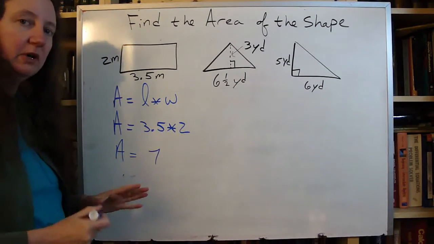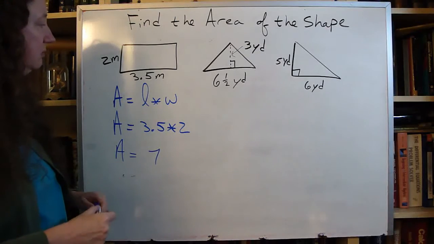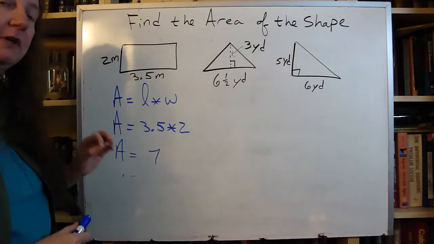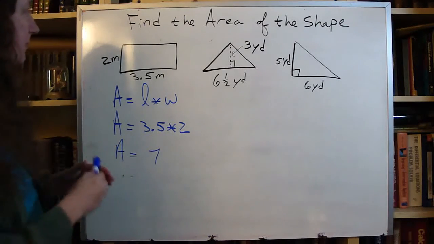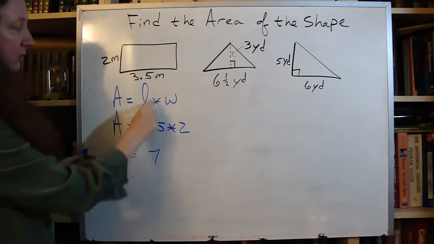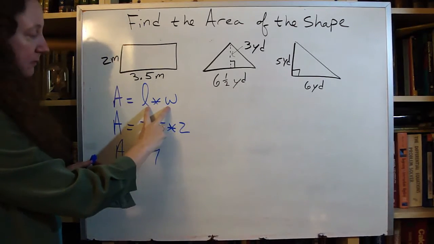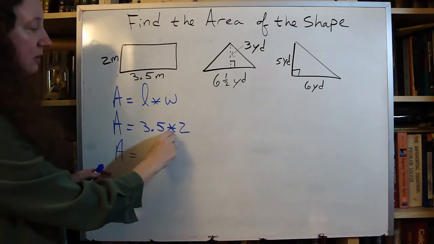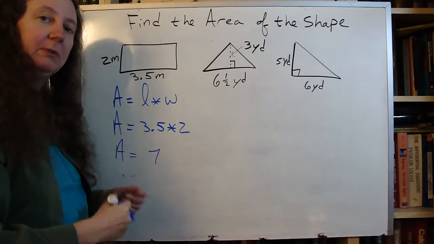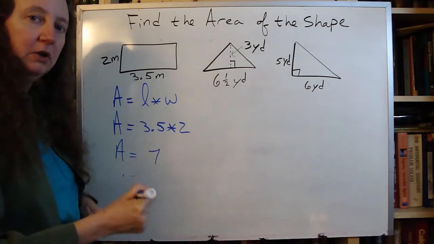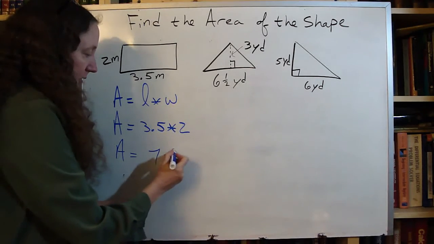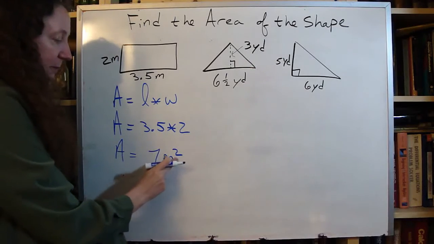So finding the number itself is easy enough if you know the equation. Now we have to figure out what the units are. I took meters and meters, and I multiplied them. 3.5 meters times 2 meters, so meters times meters. Anytime you multiply something by itself, you have that unit squared. So I have meters squared.